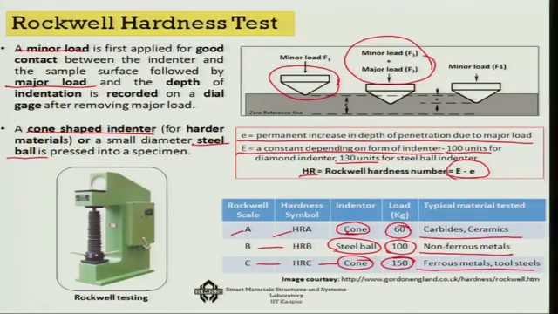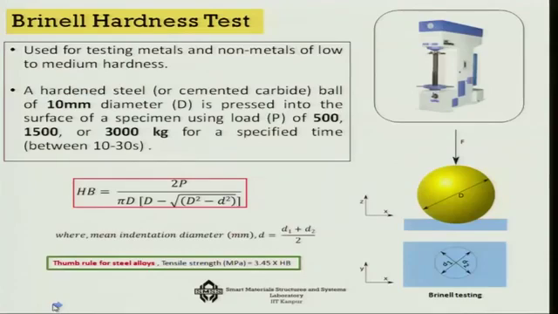This is a typical Rockwell hardness machine that you can see here. Now, the other one that is also very popular is called the Brinell hardness test, and this is used for testing metals and non-metals of low to medium hardness. So, Rockwell hardness includes the ceramics also, whereas in this case it is mostly for metals and non-metals of low to medium hardness.